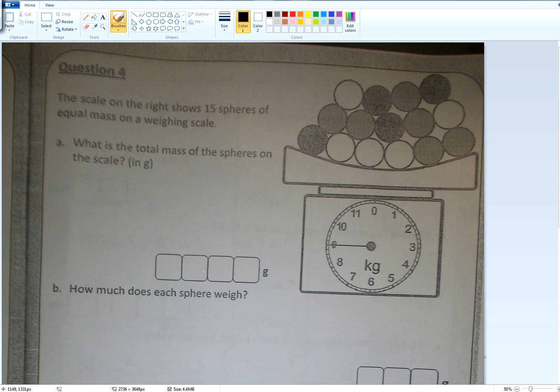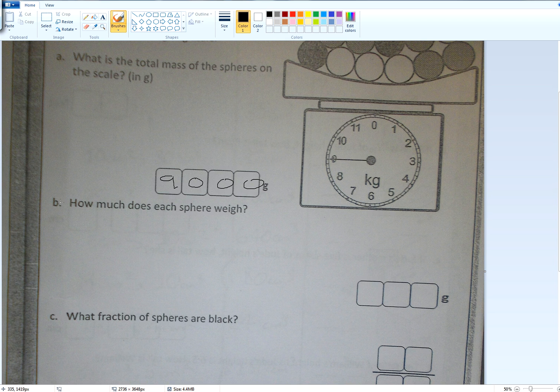Okay, so we look at the scale and the answer is 9 kilograms, but you converted it to 9,000. Okay, so that's 9 kilograms. We've got to give it in grams, so we've got to times that by 1,000. So the answer works out to be 9,000 grams. Okay, how much does each sphere weigh? How many do we have? 15. Yeah. So for the next calculation it is 9,000 divided by 15.